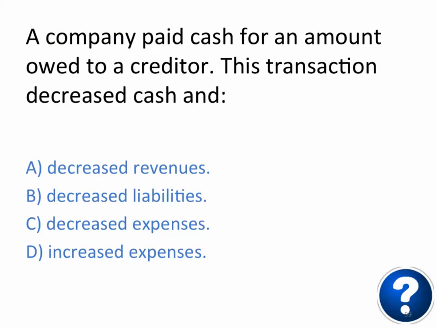Okay, a company paid cash for an amount owed to a creditor. Okay, so the company's paying out cash. This transaction decreased cash, and then what's the other side of this transaction? Did it A, decrease revenue, B, decrease liability, C, decrease expenses, or D, increased expenses? B? Yes. Good.